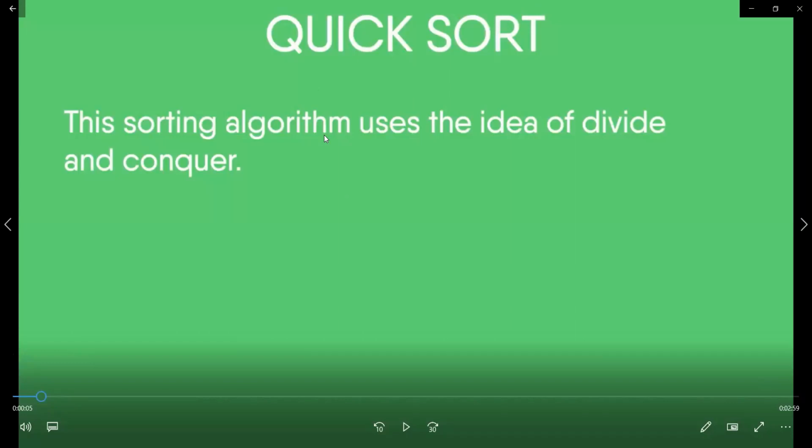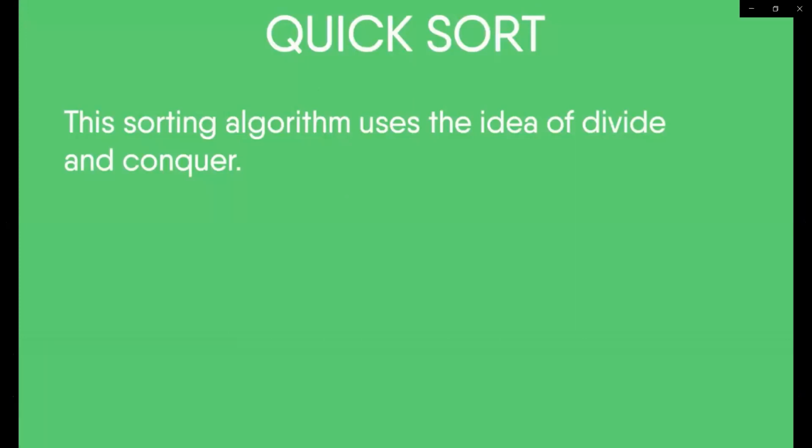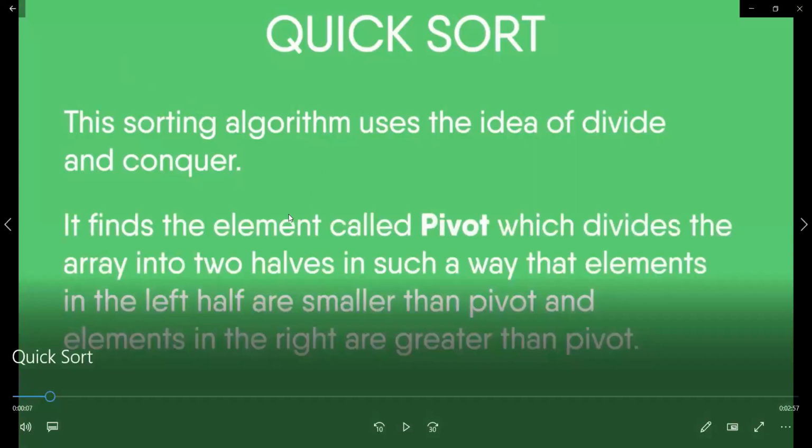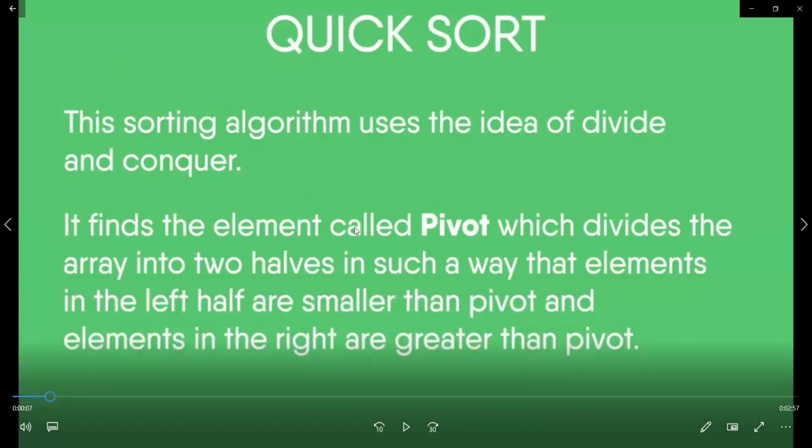It will divide the problem, and then we will find the solution of this divided problem. And again, the solutions will be combined, and eventually we will find the solution of the bigger problem. Okay, so you can see that it finds the element called pivot, which divides the array into two equal halves in such a way that the elements in the left half are smaller than the pivot and elements in the right half are greater than the pivot.